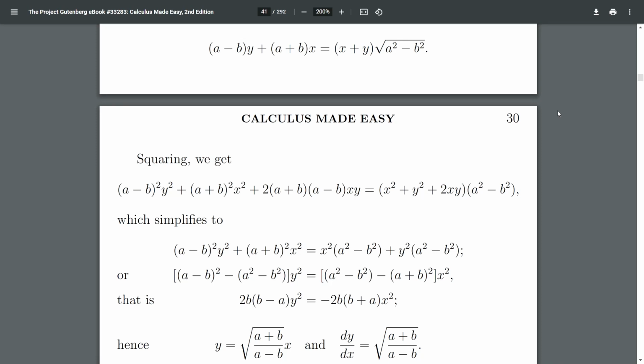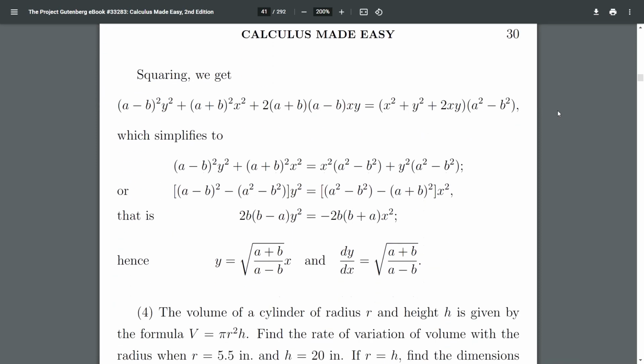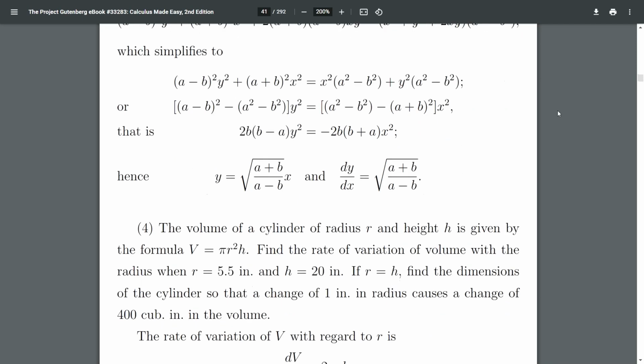That is 2b times (b minus a) times y squared is equal to negative 2b times (b plus a) times x squared. Hence, y is equal to the square root of (a plus b) over (a minus b) times x, and dy by dx is equal to the square root of (a plus b) over (a minus b).